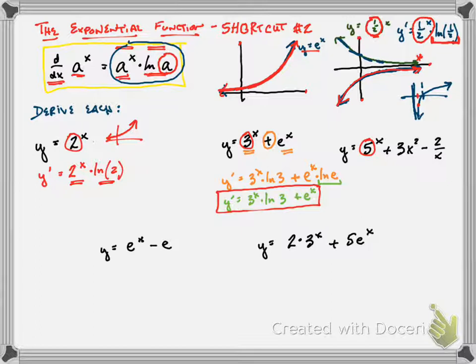So y is equal to 5 to the x plus 3x squared minus 2 over x. Of course, you're in the habit now of manipulating 2 over x as 2x to the negative first. So now I've got my k times x to the n form, which was our first shortcut rule. Again, we'll just derive one piece at a time.